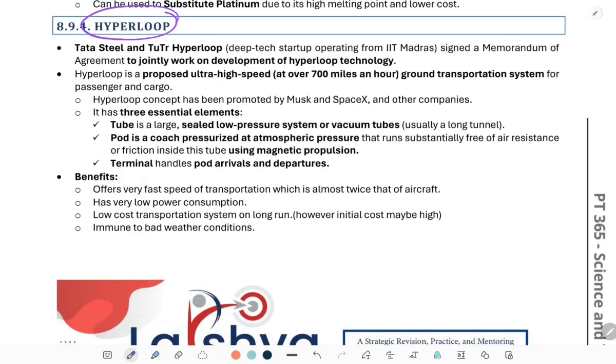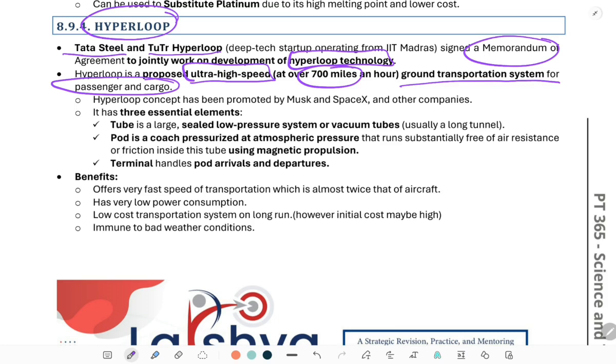Next, we'll see Hyperloop. Tata Steel and Hyperloop signed a memorandum of agreement to jointly work on development of Hyperloop technology. This Hyperloop is a proposed ultra high speed, over 700 miles an hour, ground transportation system for passengers and cargo. The Hyperloop concept has been promoted by Musk and SpaceX and other companies too. It has three essential components.